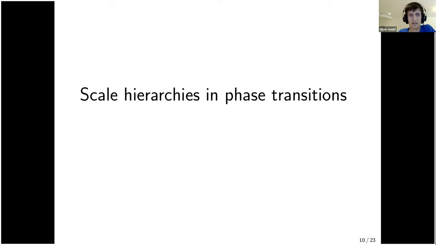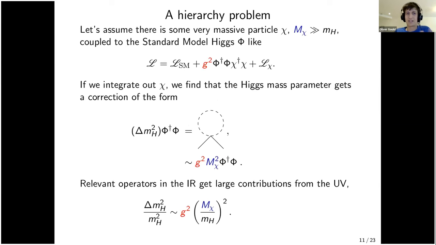Okay, so scale hierarchies. Now to set the scene, I'm going to bring us back to a hierarchy problem, or the hierarchy problem. Let's assume we have, again, the standard model plus some new particle, chi, which is heavy. Let's imagine it's a real scalar and it's much heavier than the Higgs. So its mass, m chi, is much larger than the Higgs mass. And it's coupled to the standard model via a portal coupling g squared to the Higgs. Now we should be able to integrate out chi if we're interested in low energy physics.